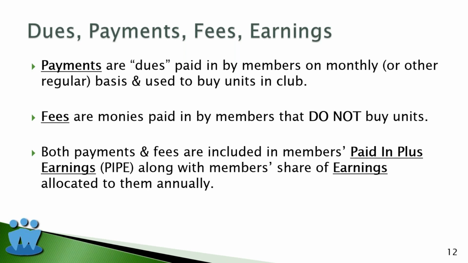Together, the payments and fees that your members contribute to your club are included in their total paid in plus earnings. That's known as the PIPE, or the P-I-P-E. Also included in PIPE is the member share of earnings that's been allocated to them annually. So the total at year end of the members' total contributions to the club reflect both payments and fees. It's just that fees do not buy units.